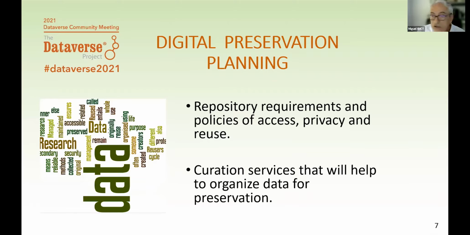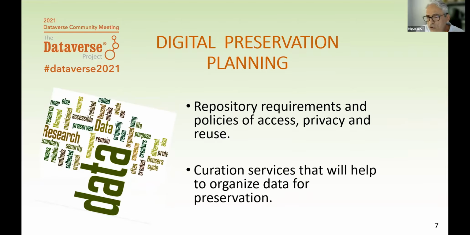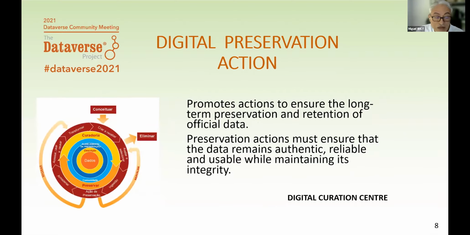Digital preservation planning will help us to define basically two things: what the repository requirements are, and policies of access, privacy and reuse; and curation services that will help to organize data for preservation. The Digital Curation Centre's curation life cycle describes actions to ensure long-term preservation and retention of the authoritative nature of data. They are actions that can be taken to mitigate the technical challenges of digital material over time. So digital preservation action promotes actions to ensure this long-term preservation and retention of official data. Preservation action must ensure that the data remains authentic, reliable, and usable while maintaining its integrity.